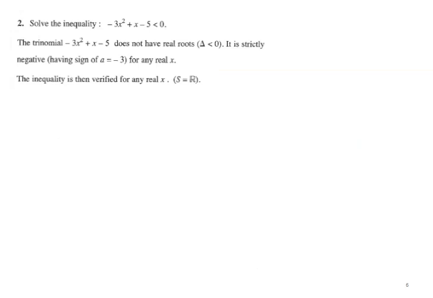Now we have another example. Minus 3x squared plus x minus 5. We need to check where this trinomial is negative. This trinomial doesn't have any root. So if it doesn't have any root, it takes the sign of a. What's the sign of a? It's negative. So this is negative for every x. Now, we need it negative, and it's negative for every x. So what's the solution? It's R. What's the meaning of R? From minus infinity to plus infinity, all these values satisfy this inequality.